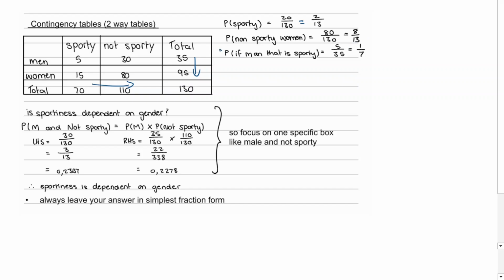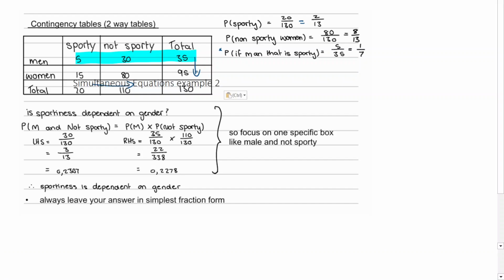Then look out for these ones. They're subtle and they can be a bit tricky, but they don't need to be too bad. What's the probability, they might say, given a man that he is sporty? And so I just look at my man column or row. So I'm just looking here, and I'm looking for, of the men, someone who's sporty. So there's 5, not over the grand total, but over the total of the men, 35. So it's 5 over 35 is 1 over 7.